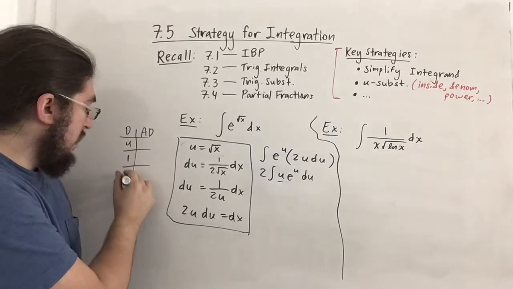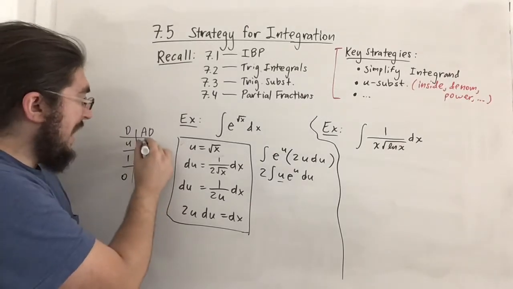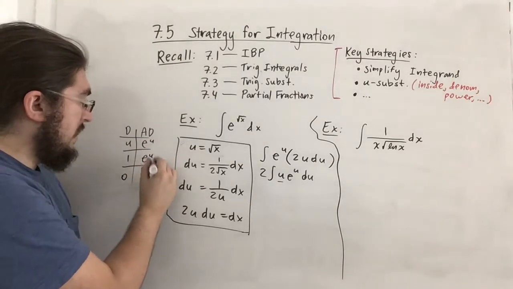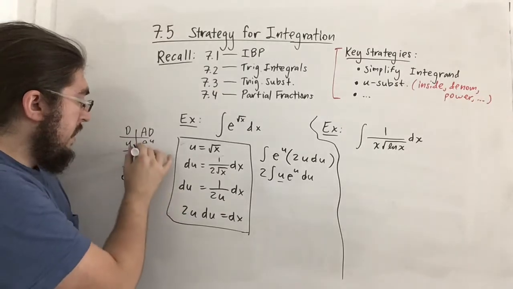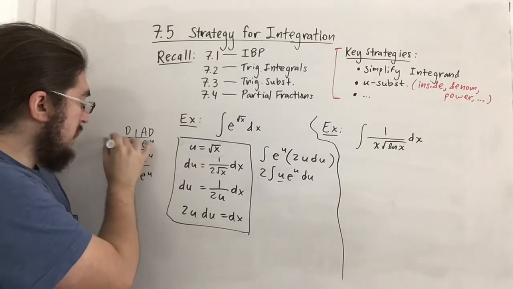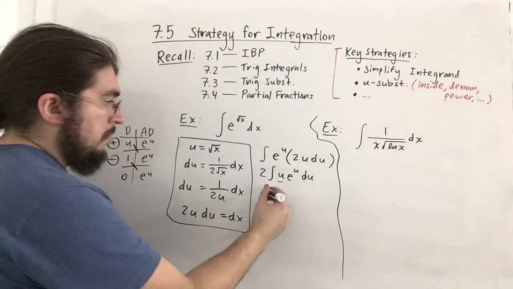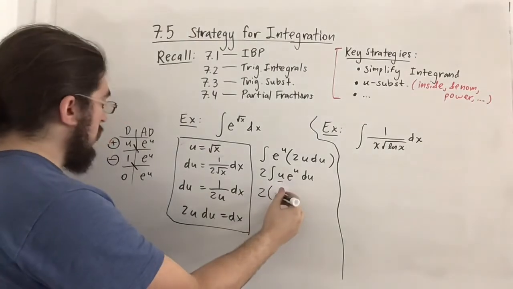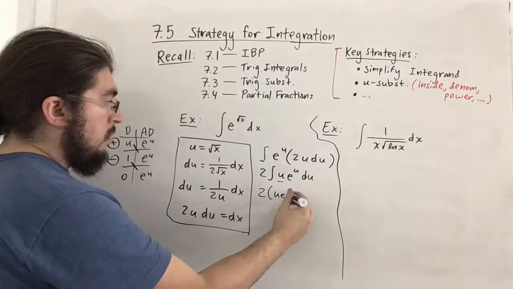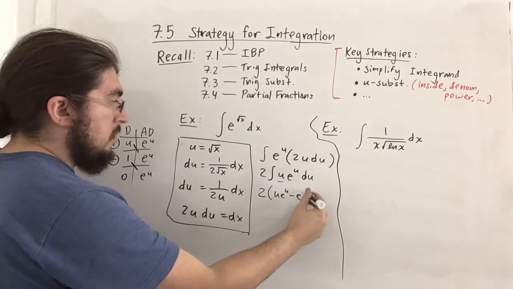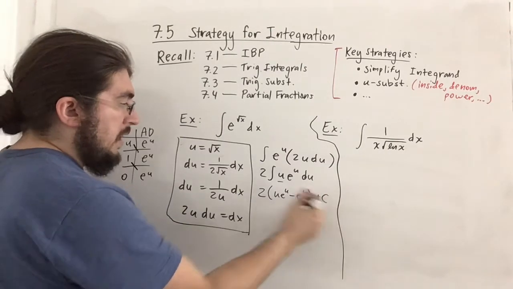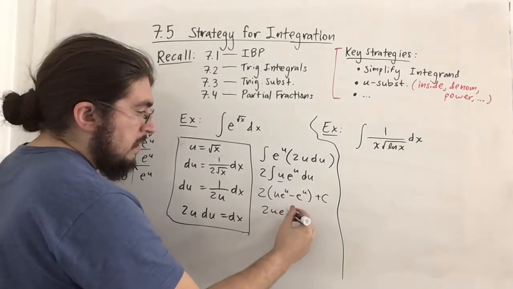Its derivative is 1, derivative of that's 0. Then we take the antiderivative of e to the u, which of course is itself, all the way through. And we multiply these diagonally, change their signs accordingly, and we end up with just 2 times the quantity u e to the u minus e to the u, and then plus c finally. If we distribute the 2, then we can do that.